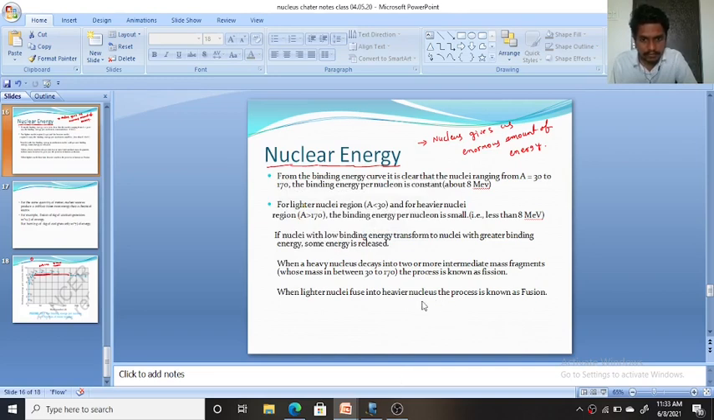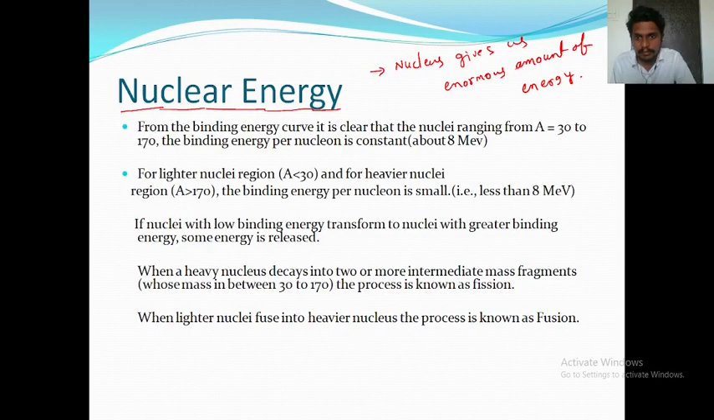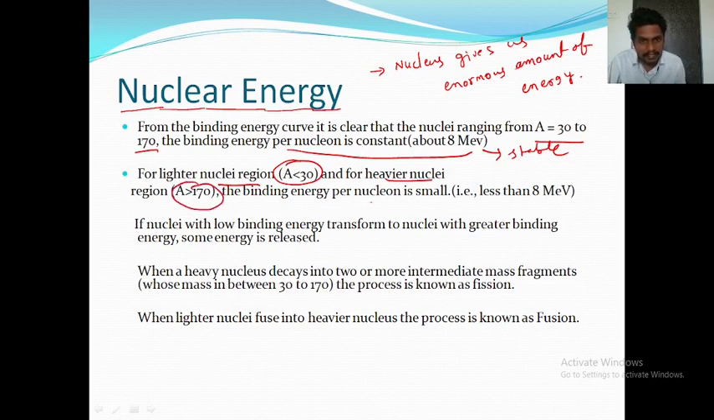Once again, see these figures. From the binding energy curve it is clear that for atomic nuclei whose mass number ranges from 30 to 170, the binding energy per nucleon is almost constant. They are said to be stable nuclides. For lighter nuclei with mass number less than 30 and heavier nuclei with mass number greater than 170, the binding energies are small, and they are said to be unstable.